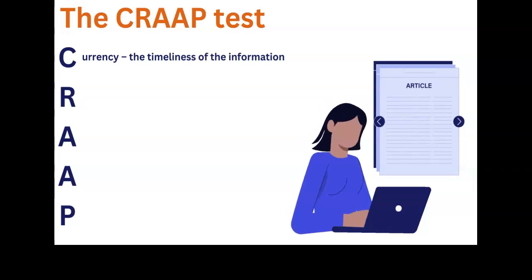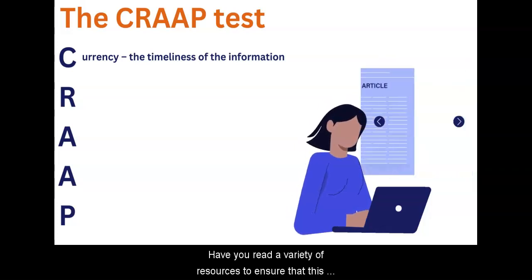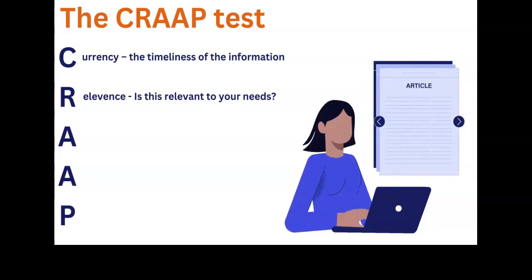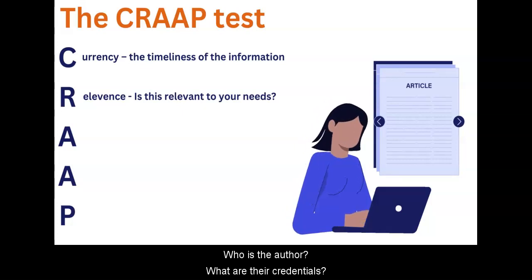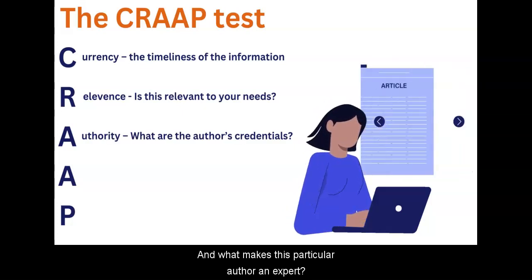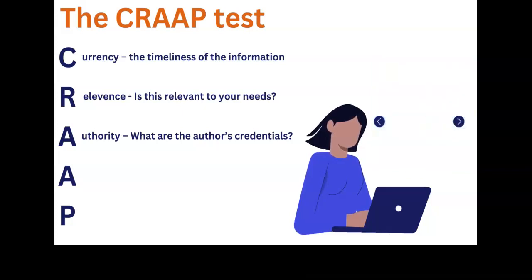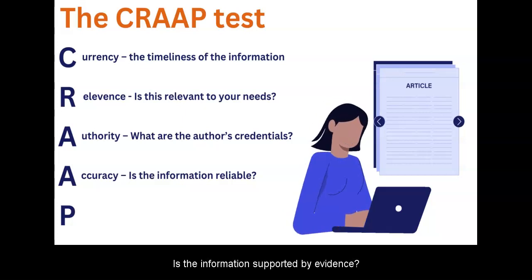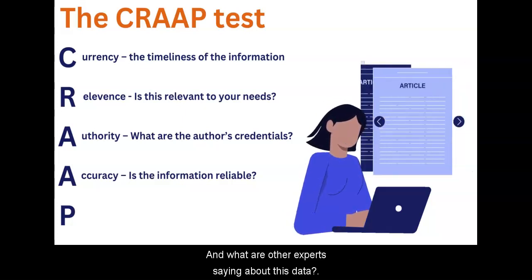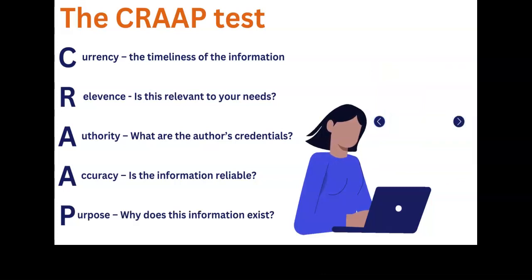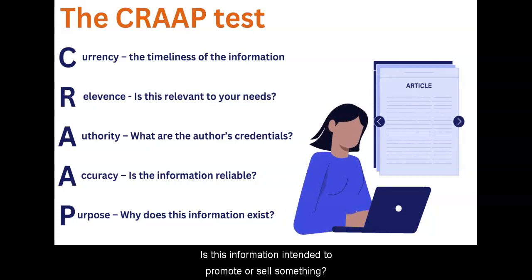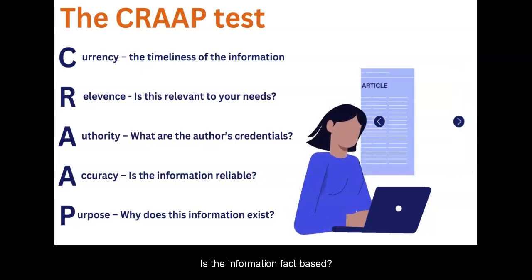Then with relevance. Have you read a variety of resources to ensure that this particular resource is relevant to your research? Then authority. Who is the author? What are their credentials? And what makes this particular author an expert? Then accuracy. Is the information supported by evidence? Can you verify that data? And what are other experts saying about this data? Lastly is purpose. Is this information intended to promote or sell something? Is the information fact-based? Is it impartial?